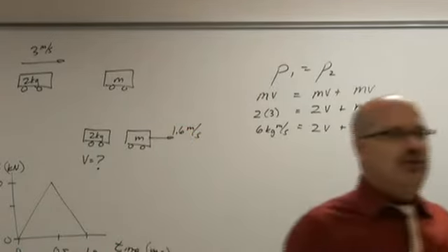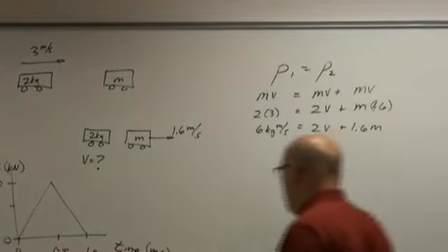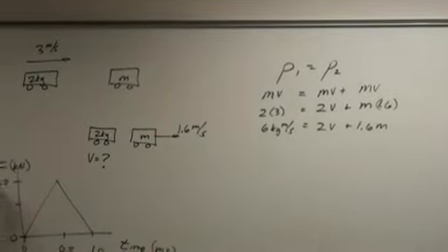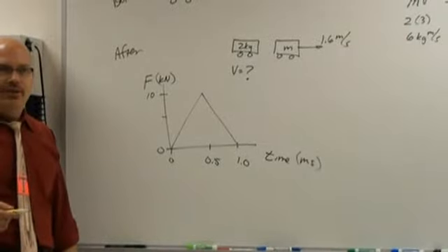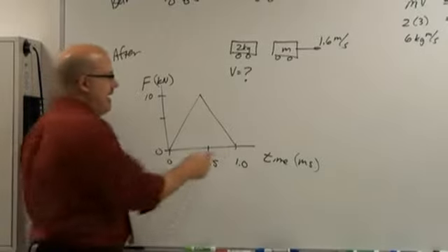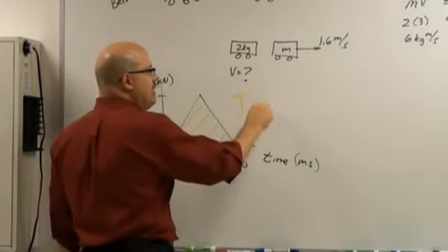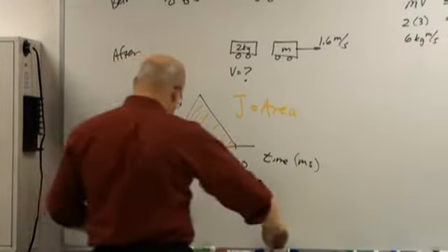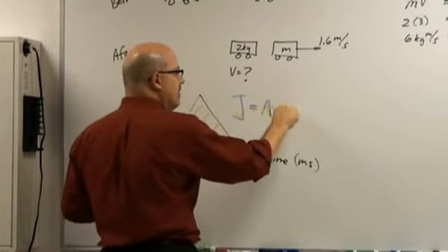Okay, what other information do we have? We have the graph. Whoa, look at this pretty graph here. FT graph. What does an FT graph tell you? It gives you the impulse. How do you find the impulse for an FT graph? Ah, this area. That's our equation. So the impulse equals the area. Can you see that yellow? The impulse equals the area.